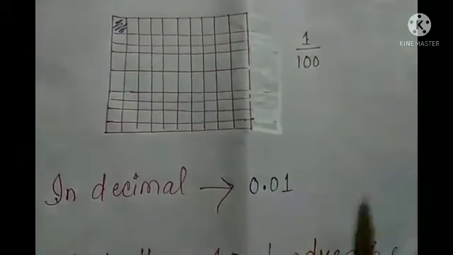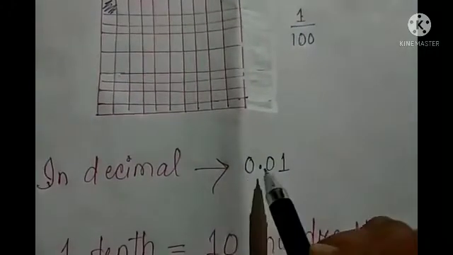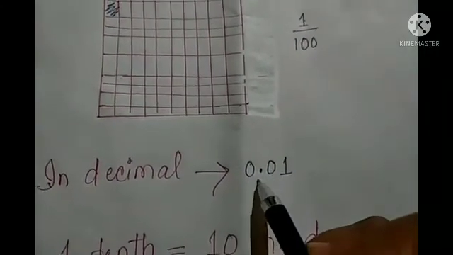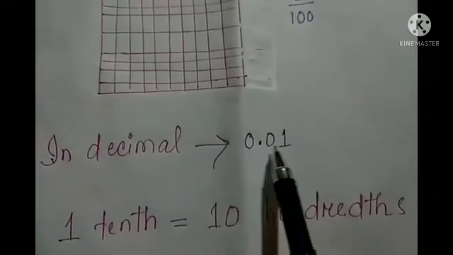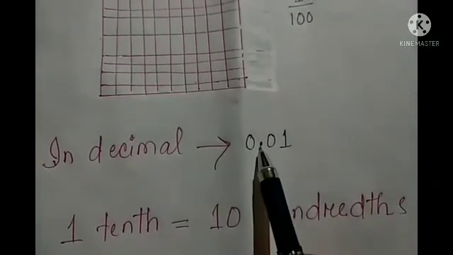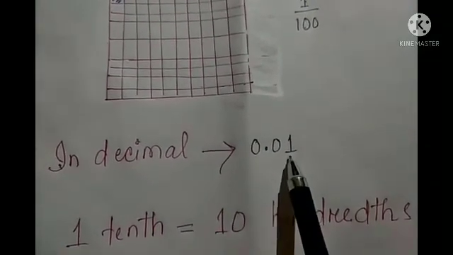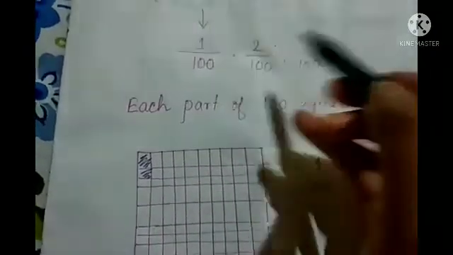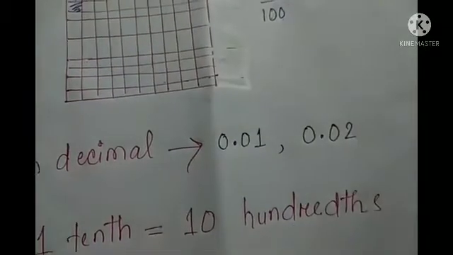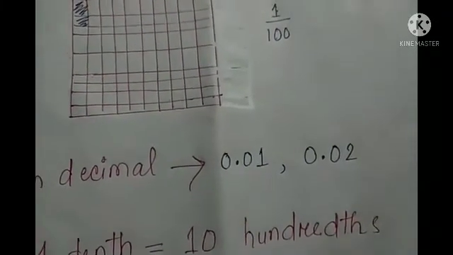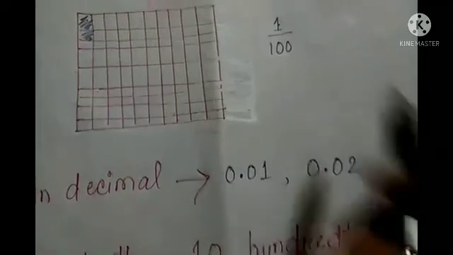Okay students, already we have learned about tenths. The place value of tenths is immediately after the decimal point, right? But here in hundredths, the place value will be 2 digits. After the decimal, 2 digits will be there. That one is considered as hundredths. Similarly, if I shade 2 boxes, then it will be 2 by 100, right? Now in decimal how can we write this? We can write it as 0.02. Understood my point?